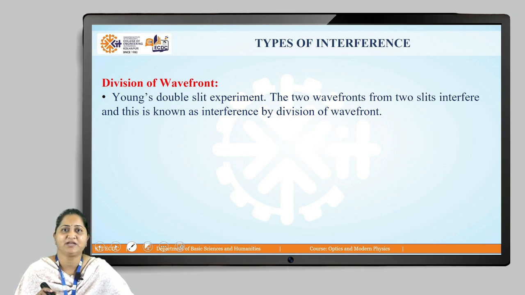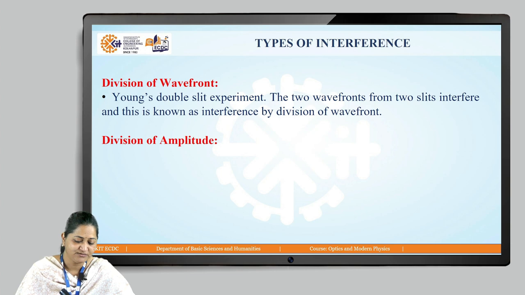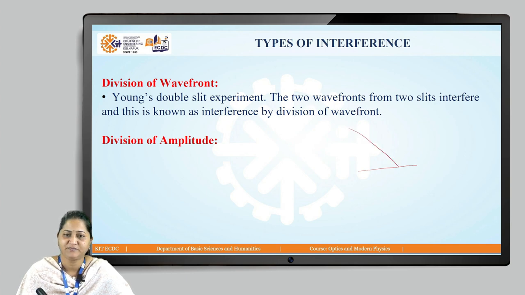Now there is another method by which we can obtain interference, and that method is nothing but division of amplitude. First of all, I will tell you how this division of amplitude takes place. If we consider a particular surface like this, when light is incident on this surface, what happens? Part of light gets reflected, part of light gets refracted. That means here the incident amplitude gets divided into the amplitude of the reflected and refracted ray. So here the amplitude A is the addition of A1 and A2 if we neglect absorbance.